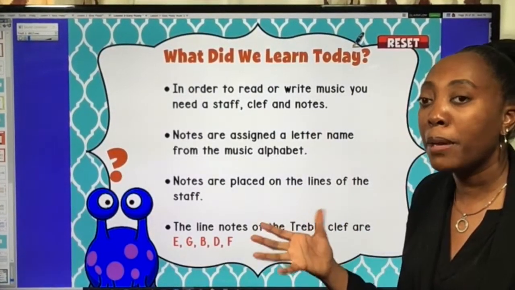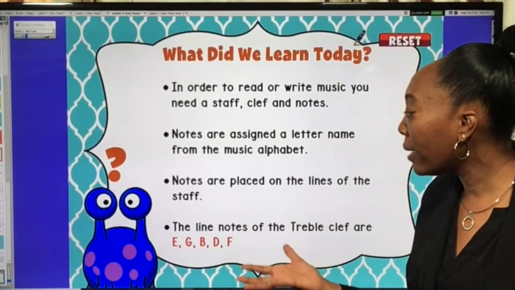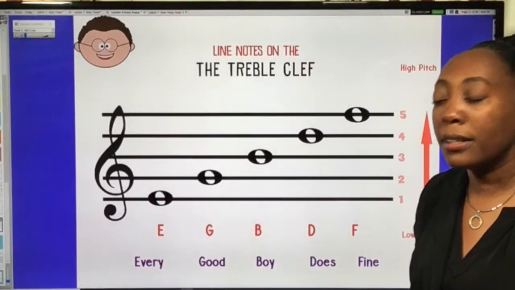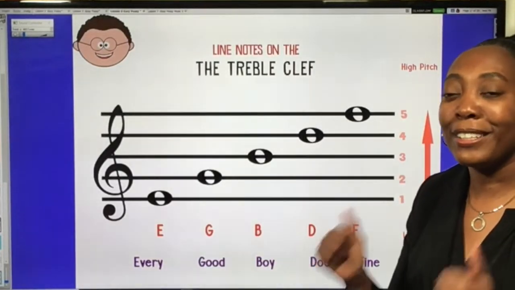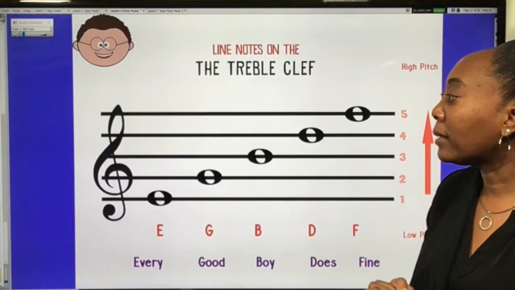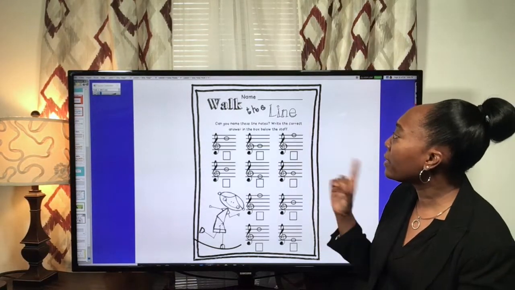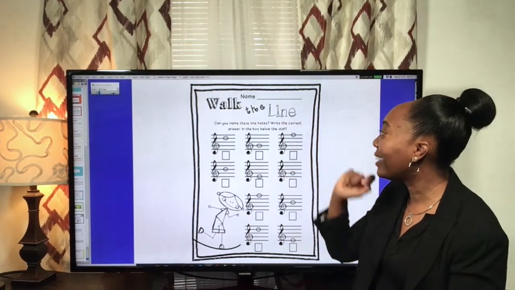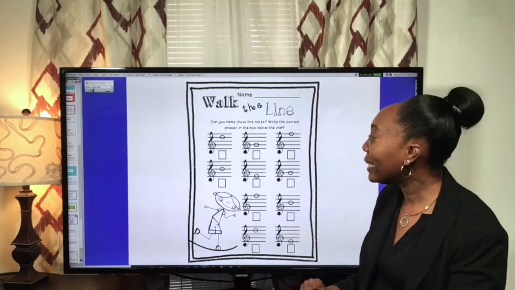And the way to remember it, you can make up your own sentence or you can use my sentence. Every good boy does fine. All right? Good work. And let's talk about the homework so you know what to do. And so your job is to walk the line. And you should know how to walk the line really easily.